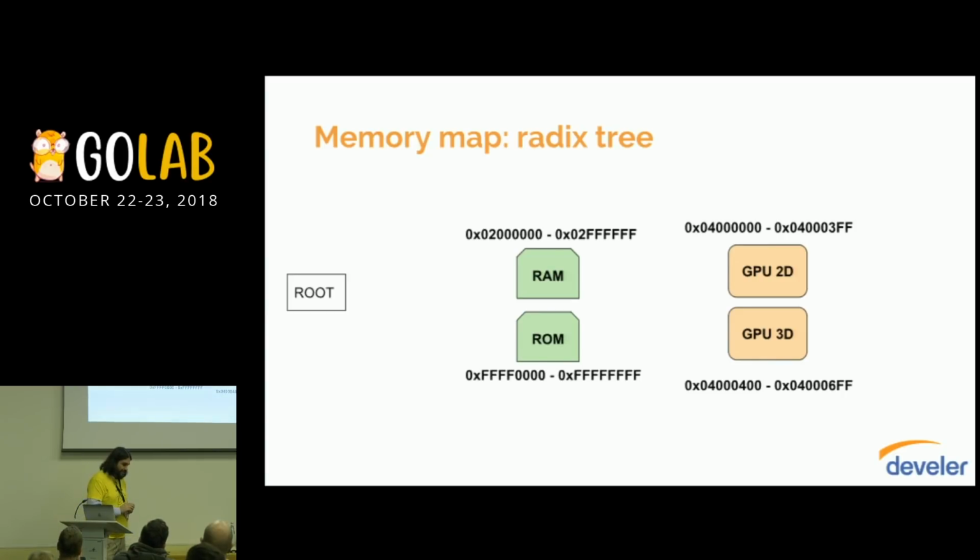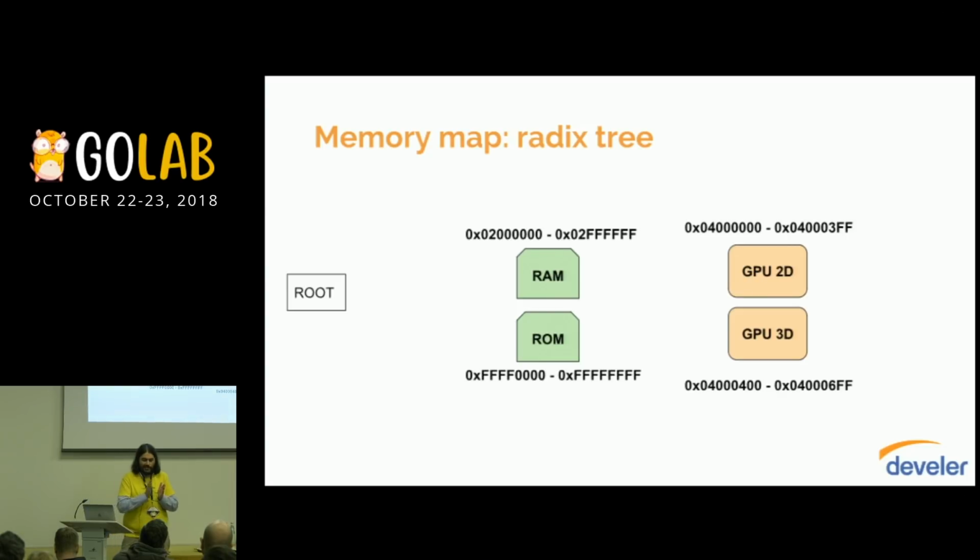It's much easier than it seems. So let's say I want to map in a radix tree those four objects. There are two memory banks, RAM, ROM, and GPU. It's the same example as before. So what I do is I want to look up an address.